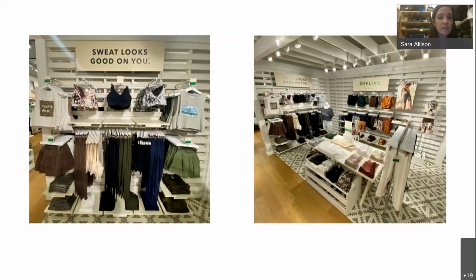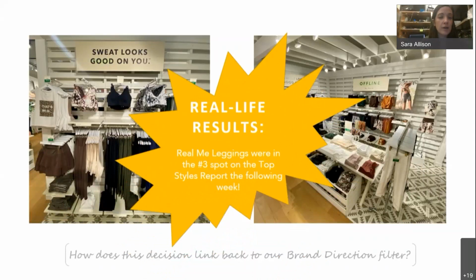But what happened from this move, taking into account our guest filter, we had some great real life results. The Real Me leggings were back up in the number 3 spot in this store the next week for their top styles. So just something as small as this, like recognizing a problem, using your resources, and understanding why your guest is not shopping this, really can impact your results.